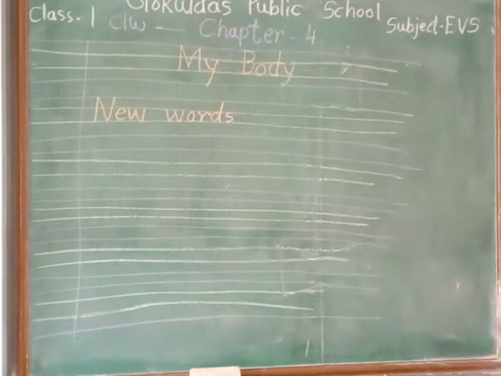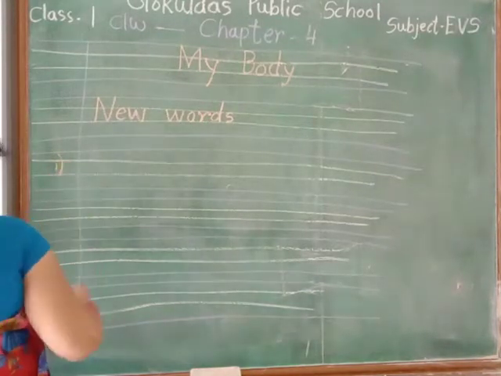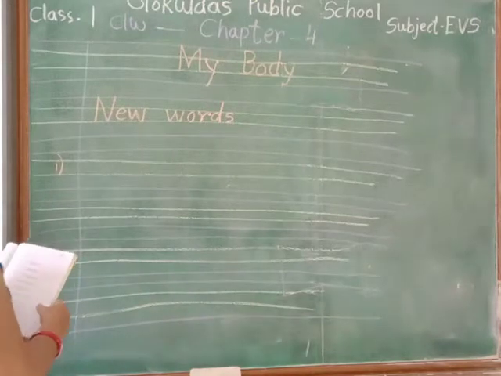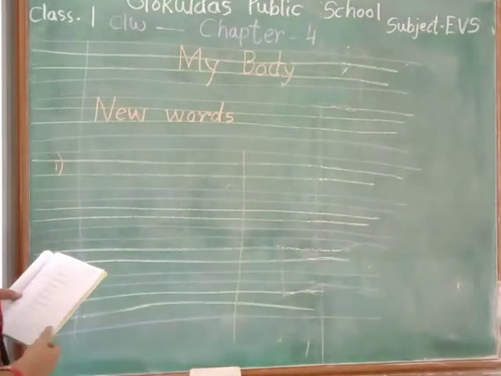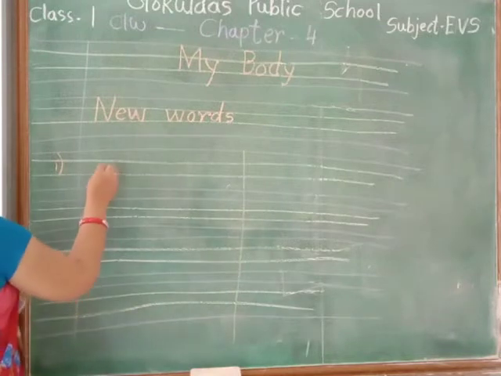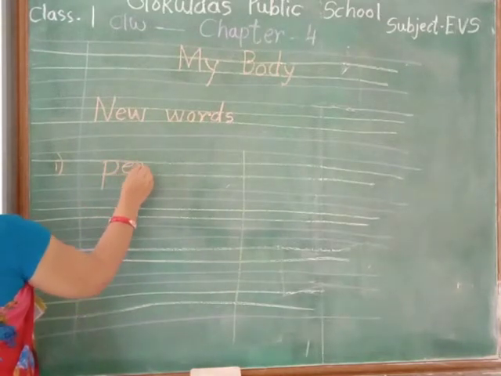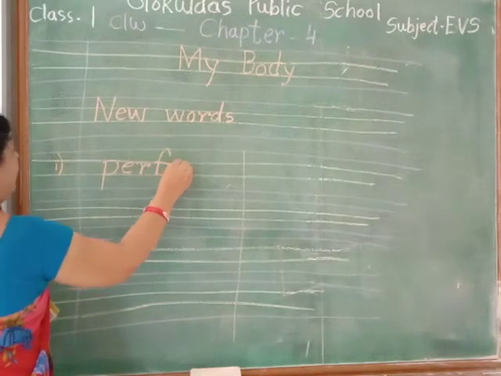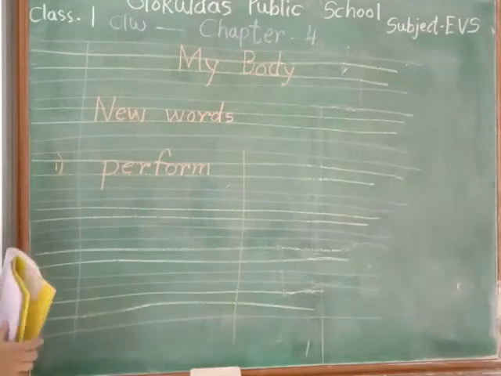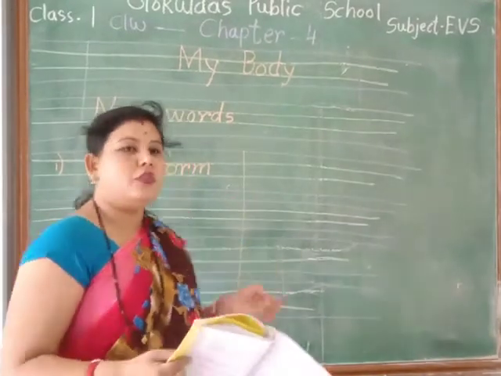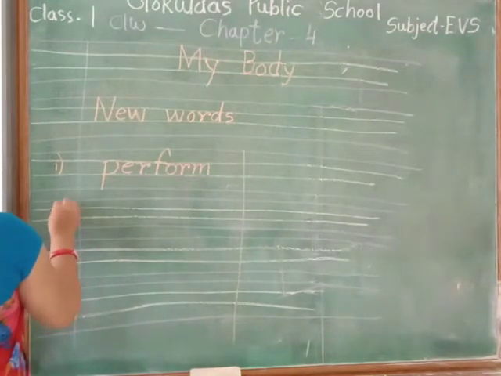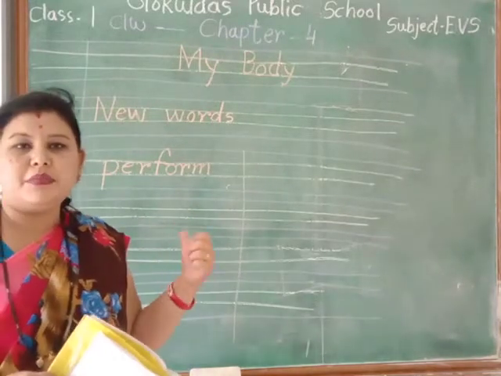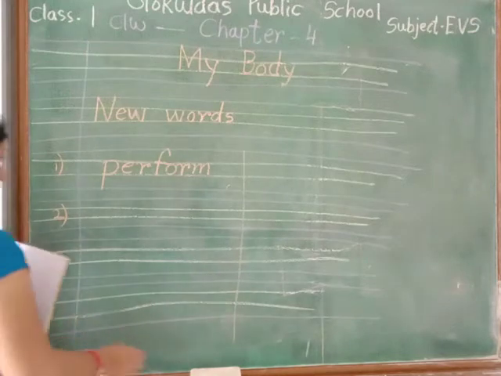Have you completed it? Okay. Now write down number 1. Draw one more standing line. Okay, write down number 1. You are ready to perform. P-E-R-F-O-R-M, perform. P-E-R-F-O-R-M, perform. Number 2. Hurry up, write with me.